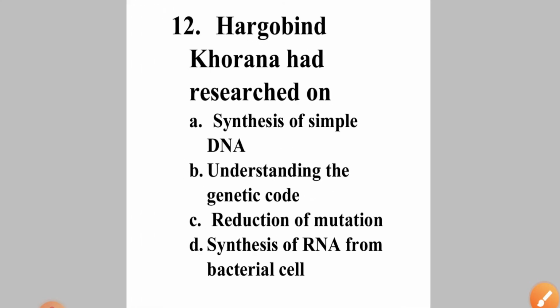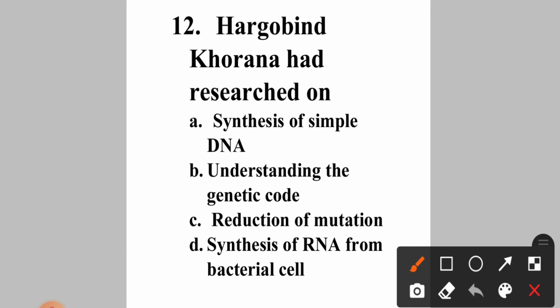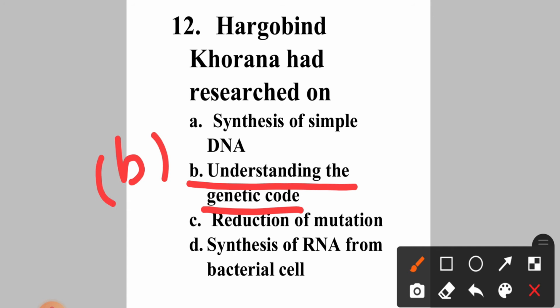Now come to question number 12. Hargobind Khorana had researched on option A, synthesis of simple DNA, B, understanding the genetic code, C, reduction of mutation, D, synthesis of RNA from bacterial cell. So it is also a question to be remembered that Hargobind Khorana had researched on the understanding of the genetic code. Okay, so answer will be option B.